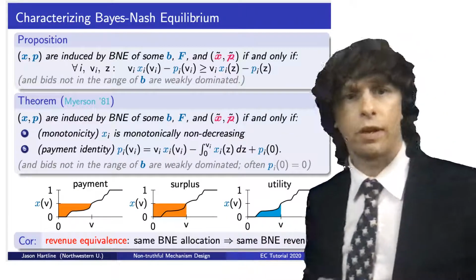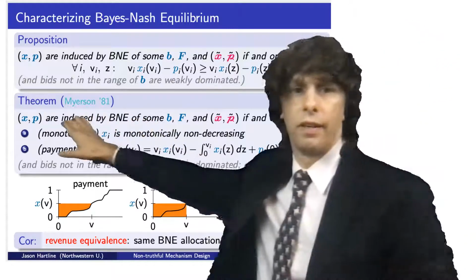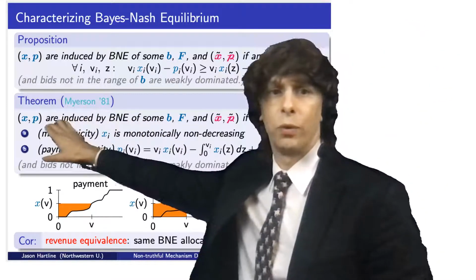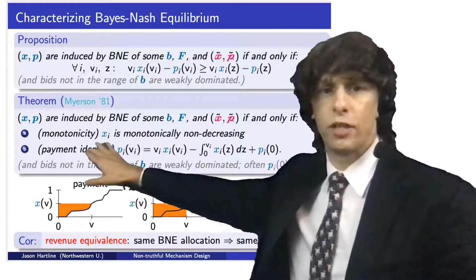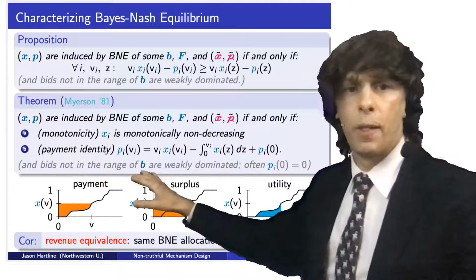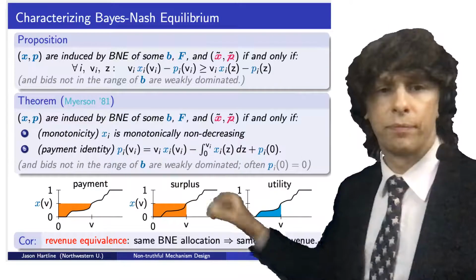Great. So we just saw the characterization of Bayes-Nash equilibrium that says that interim allocation and payment rules are induced by the Bayes-Nash equilibrium of a mechanism if and only if the allocation rules are monotonically non-decreasing and the payment rules satisfy the payment identity.